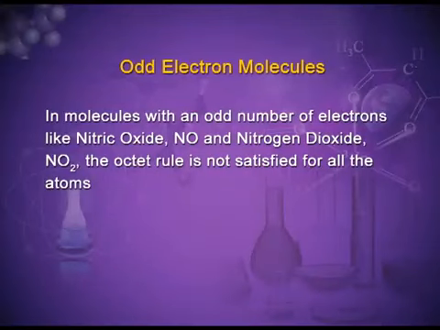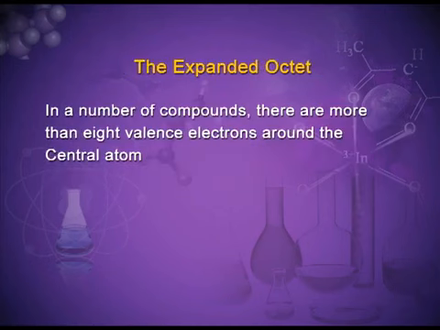Odd electron molecules. Nitric oxide has odd number of electrons. Similarly, nitrogen dioxide, the octet rule is not satisfied for all the atoms. The expanded octet. Expanded octet means the number of electrons in the valence shell is more than 8. For example, in PCl5. In PCl5, phosphorus is in the center and instead of 8, it is surrounded by 10 valence electrons. Let me show you through the atomic model set.